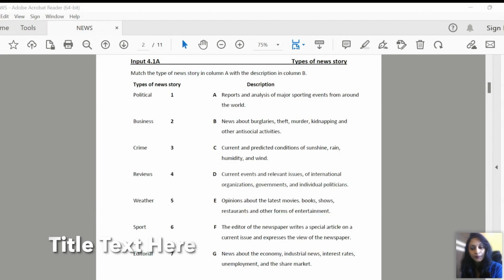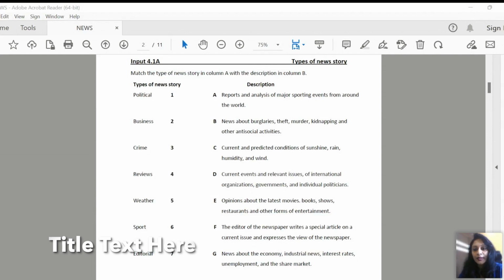4 would be 4E. Yeah, thank you, Akila, for summing it all up there. Beautiful. 4E, 5C, 6A, and 7F. Beautiful. Lovely. Now, this is one beautiful activity where we can get the candidates familiar with types of news.